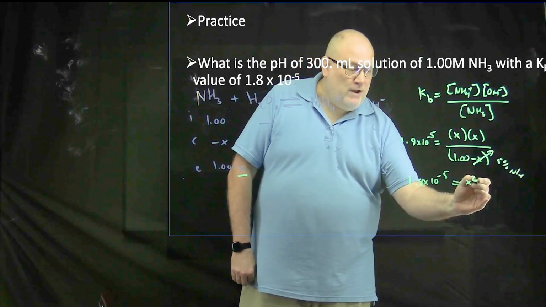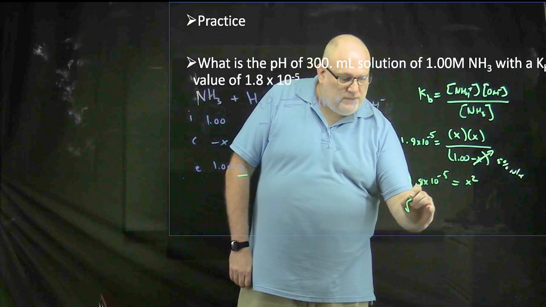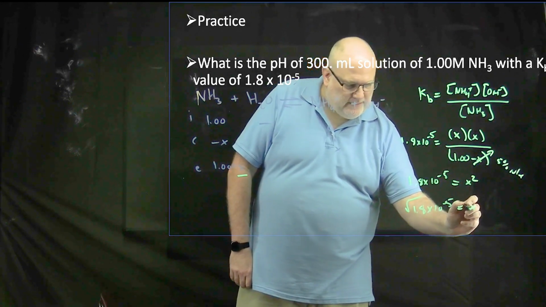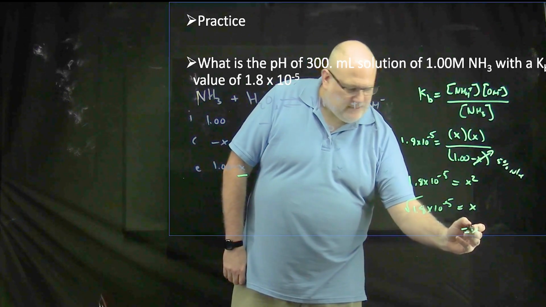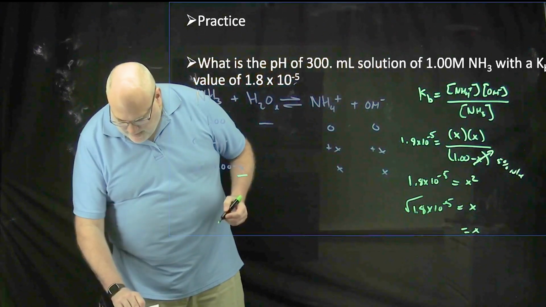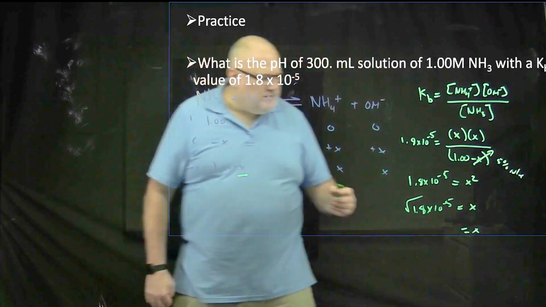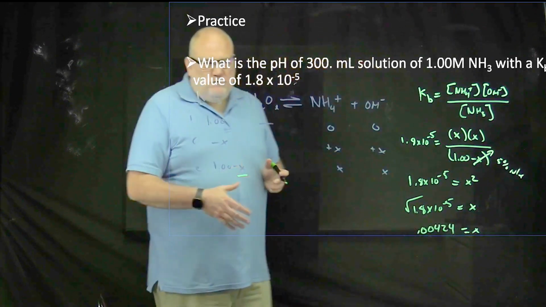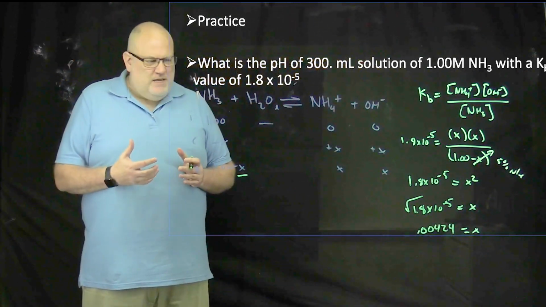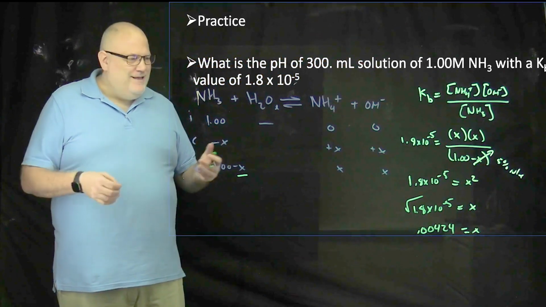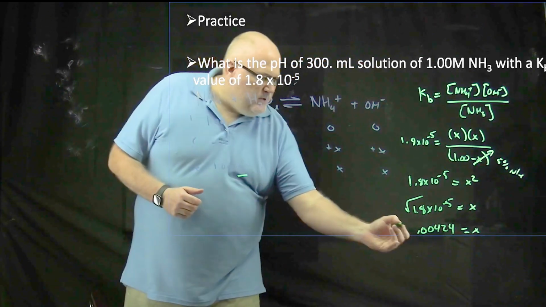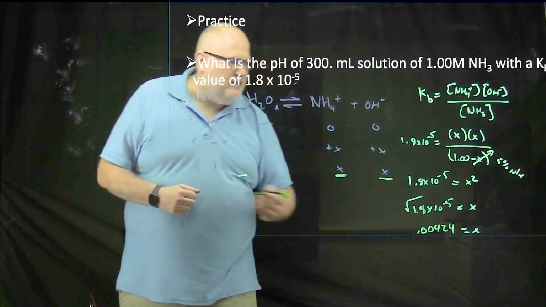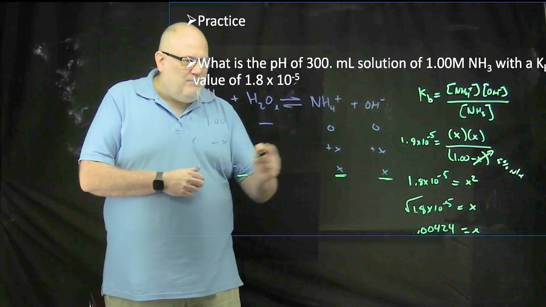Our x squared, sorry. When we square root this 1.8 times 10 to the negative 5, because we want to get our x by itself, we end up with an x value that is equal to 0.00424. Now, if you just leave that there and you don't do anything more with it, and you're like, hooray for me, I've done the problem right, your grader's going to hammer you, because we need to acknowledge that this x value, isn't it the amount of NH4 plus and the amount of OH minus? But we don't care about the NH4.